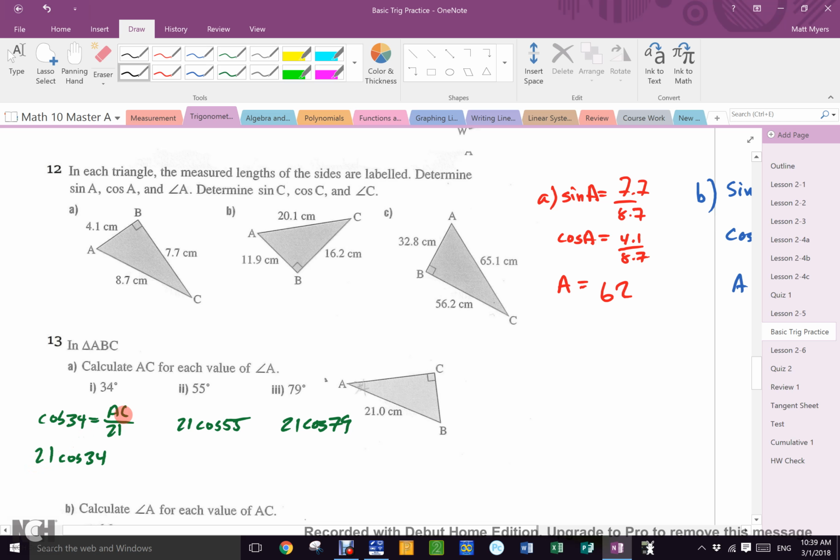Once you do it once, theta was 34. AC was your adjacent. Your hypotenuse was 21. So it's AC over 21. So it's 21 times cos 34. So now the only thing that has changed is the degrees. So it's 21 cos 55, 21 cos 79.